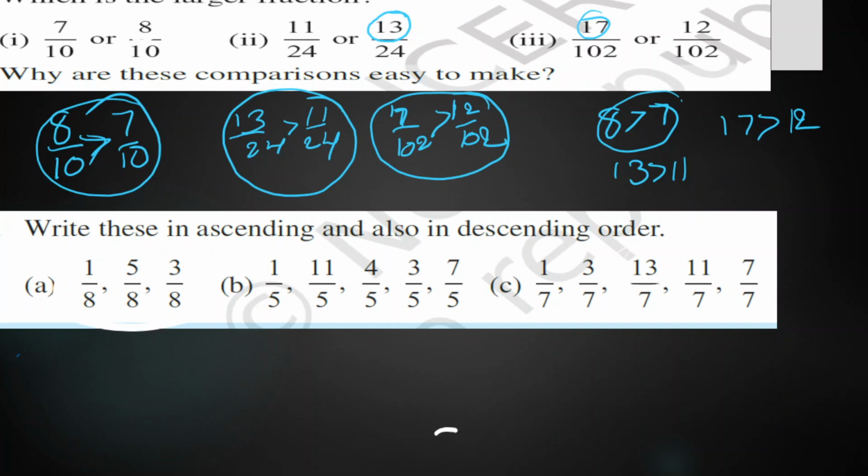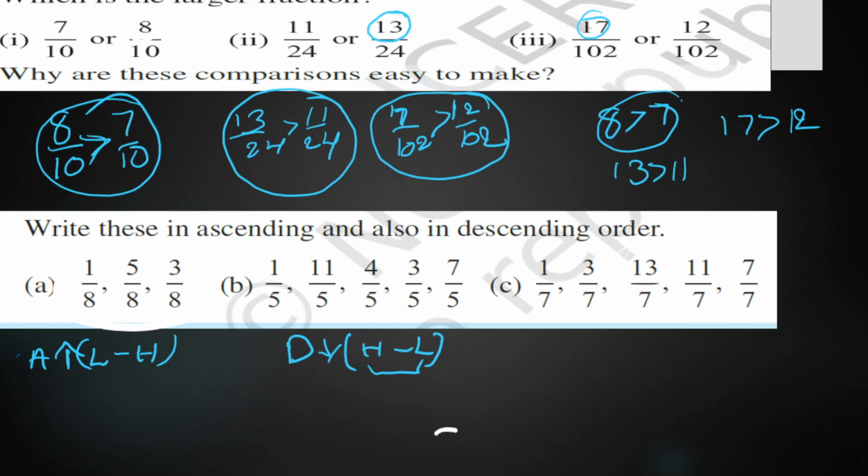Now write this in ascending and descending order. The ascending order is nothing but we are going up, and the descending order is nothing but we are coming down. Naturally, we go up from lowest to highest, and we come down from highest value to lowest. So the ascending order is writing the numbers from lowest to highest, and the descending order is writing the numbers from highest to lowest.